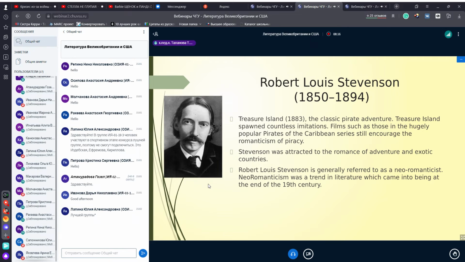Everybody knows about frightening black spots. And obviously, the novel Treasure Island gave countless imitations. For example, the Pirates of the Caribbean series. Stevenson was attracted to the romance of adventure and exotic countries, and obviously he made his readers love that.